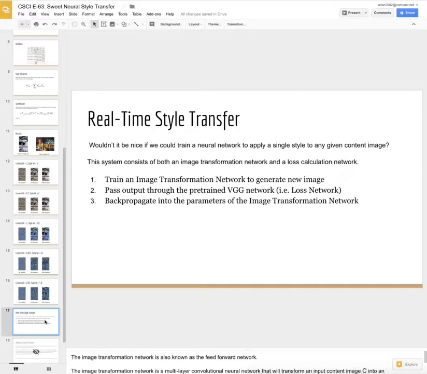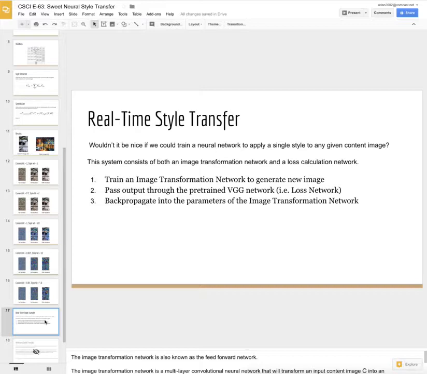What's nice is that once the network is trained, you just pass in a content image, and it should generate a new one in a handful of seconds. The one limitation is that if you want to do this for multiple, let's say 10, style images, you need to train 10 different networks.